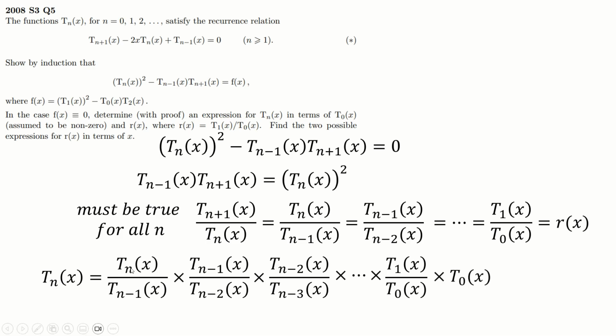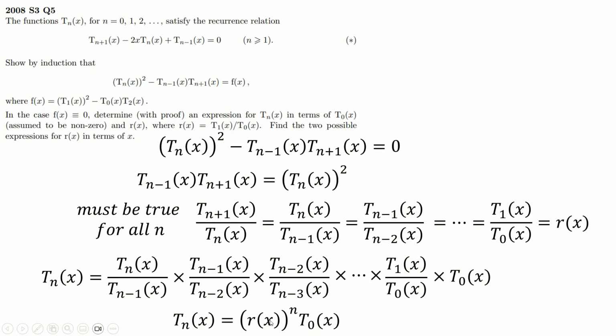And this is a true statement, right? Because of this telescoping cancelling idea where everything just cancels in the middle. And we're just left with this, and then that one cancels that one for us. But of course, all of these things, as we said in the previous line, they're all equal to r of x, every single one of them. So therefore, this is telling us that Tn of x is equal to r of x times r of x times r of x, all the way down, times t0 of x. So it's r of x to the power n, because there are n of these from 1 to n, times t0 of x.